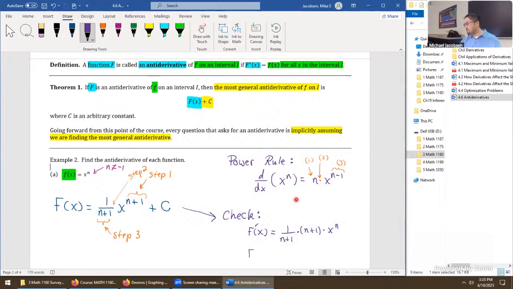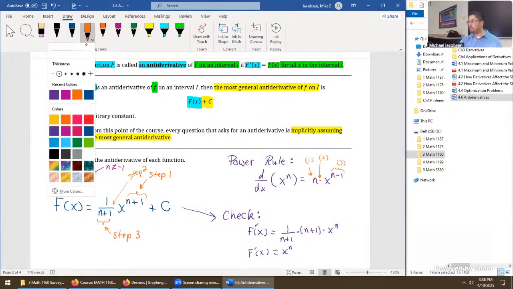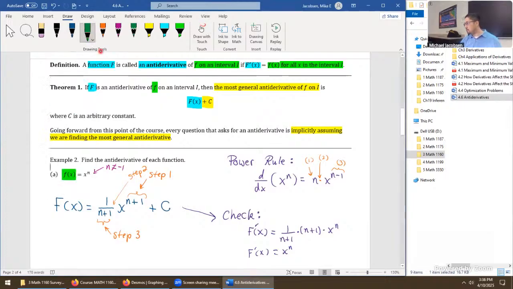So F prime of x is just x^n, which directly equals f(x) as required. At that point, the check is complete. We really do have the antiderivative, but we had to bake in a condition. This is really very weird again. Power rule never fails.